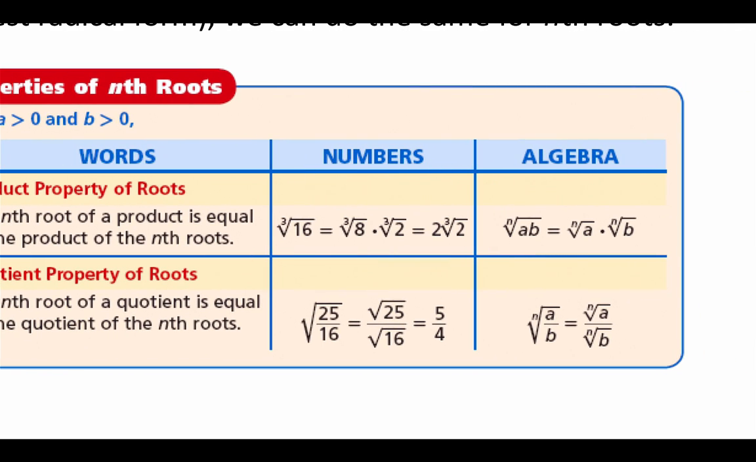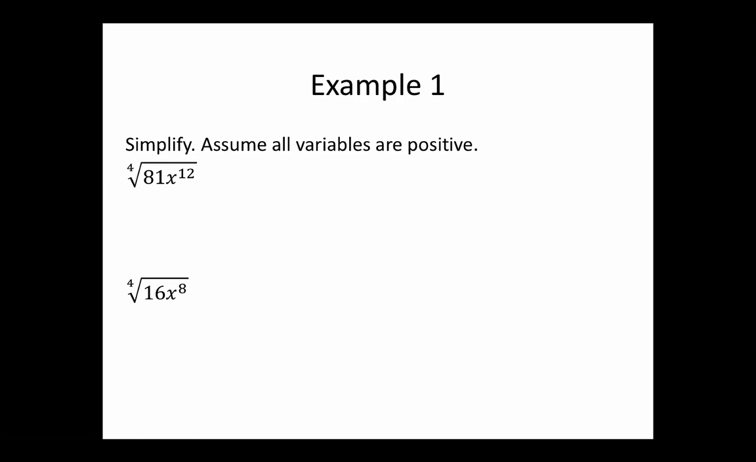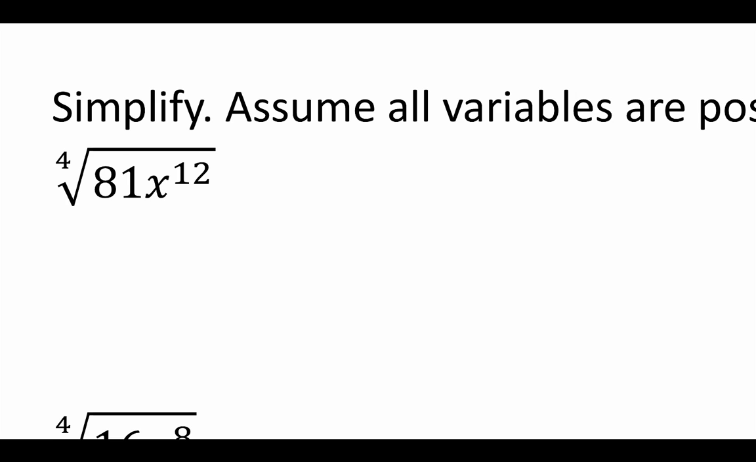So just in general, the nth root of a times b, you can split it up into the nth root of just a times the nth root of b. And then same thing for the quotient. The nth root of a over b is the nth root of just a divided by the nth root of just b. So taking that into consideration, what we're going to do is we're going to focus on a couple examples here just to break things up.